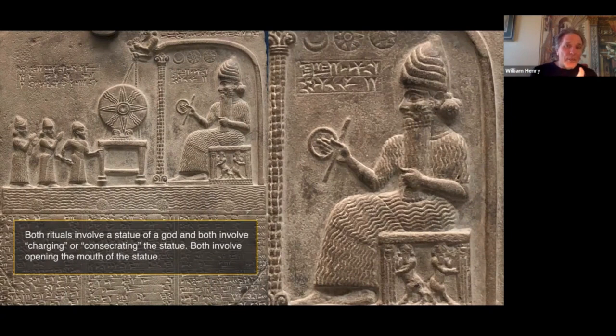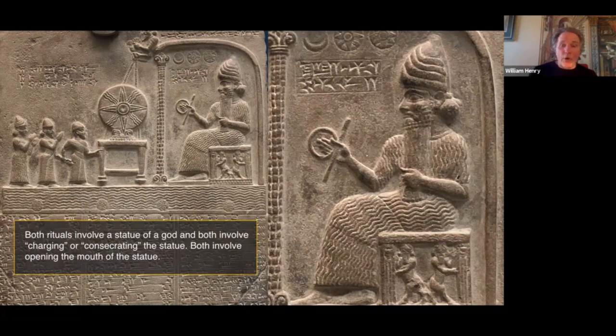Both the Egyptian and the Sumerian rituals involve a statue of a god, and both involve charging or consecrating that statue, downloading into it the presence of that divine being so that the divine being could interact with humans and humans could interact with that divine being.